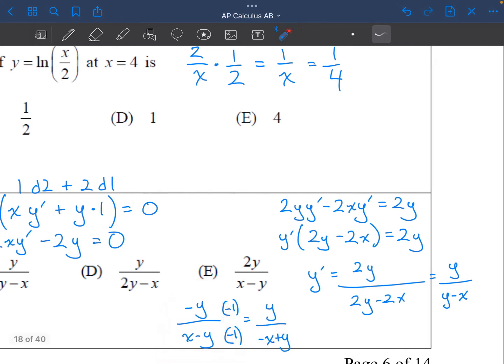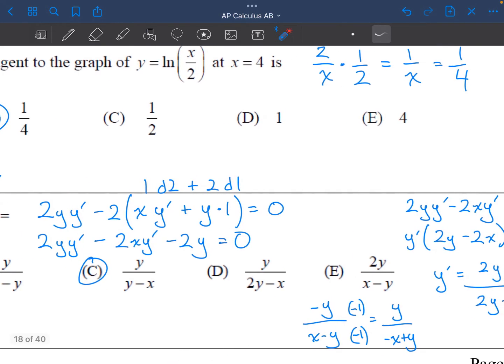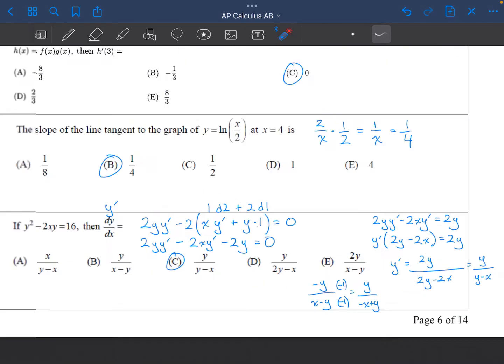Just be wary that that is a correct answer, but it's just not listed in the multiple choice. If that ever happens to you, multiply the top and bottom by -1, which is still multiplying by 1. You're allowed to do that, and you should get the right answer that they're looking for in the multiple choice.